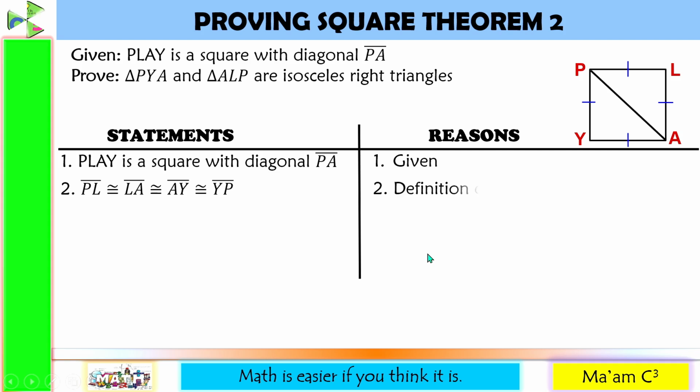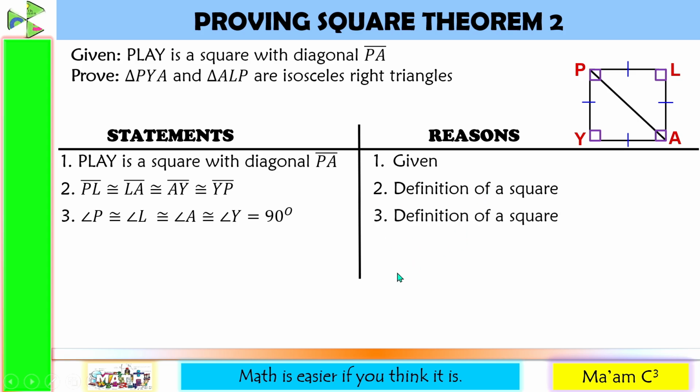It is the definition of a square. We can also state that angle P is congruent with angle L, with angle A, and angle Y, and are all equal to 90 degrees. So it means all these angles are congruent and each one measures 90 degrees because, just like in reason number 2, that is one definition of a square.